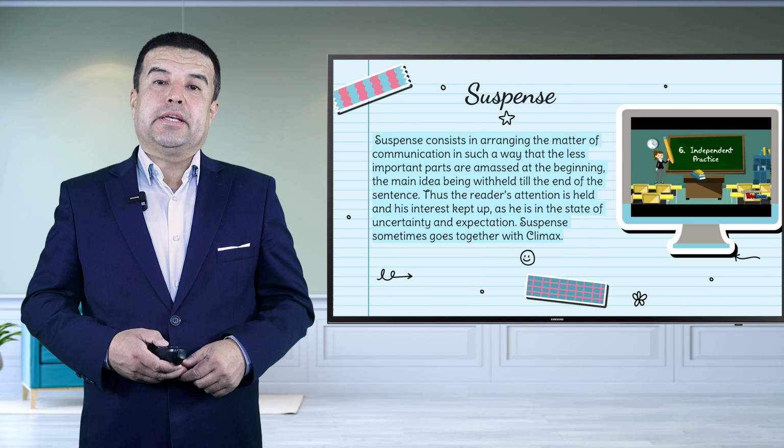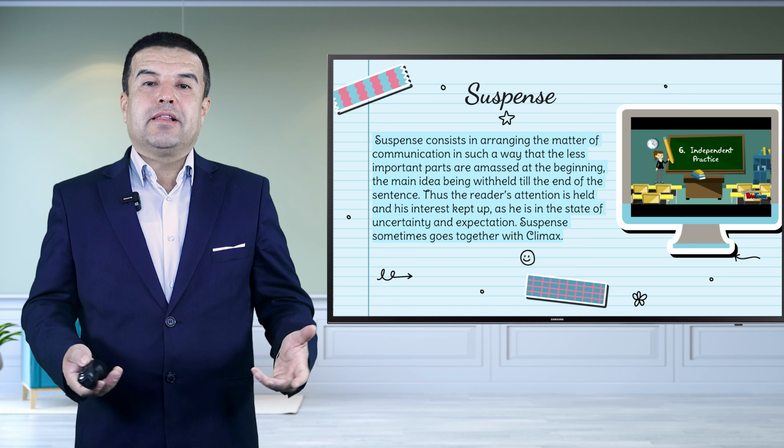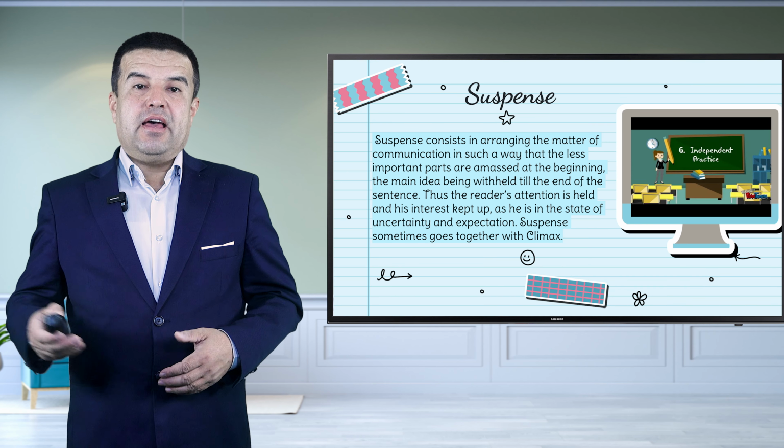The next device is suspense. Suspense consists in arranging the matter of communication in such a way that the less important part is embedded at the beginning, the main idea being withheld till the end of the sentence. Thus, the reader's attention is held and his interest is kept up as he is in a state of uncertainty and expectation.